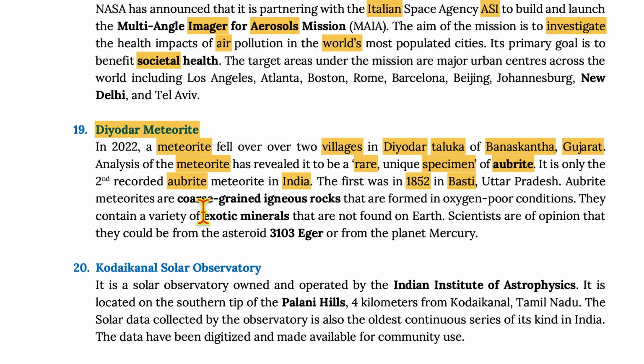Aubrite meteorites are coarse-grained igneous rocks that were formed in oxygen-poor conditions. They contain a variety of exotic minerals that are not found on Earth. Scientists are of the opinion that they could be from the asteroid 3103 Eger or from planet Mercury.